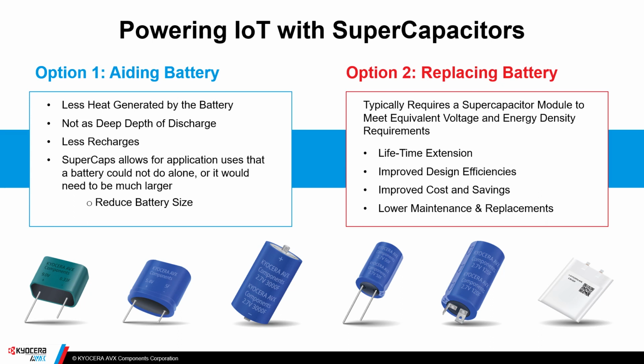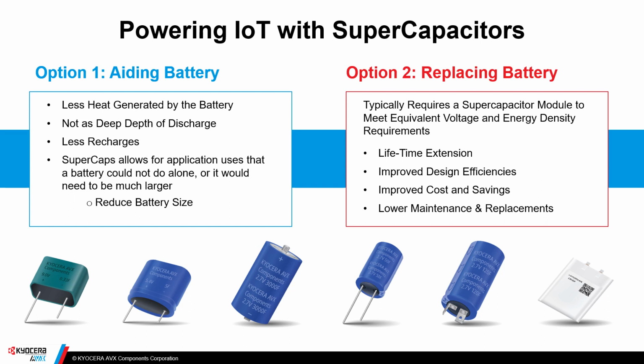And we could reduce the battery size. The supercapacitor could be used to deliver the peak power, and choosing the right supercap might allow us to reduce the battery size. And even though we added a supercap, the overall combination would still potentially be smaller than a battery alone. So that's the case of aiding a battery.